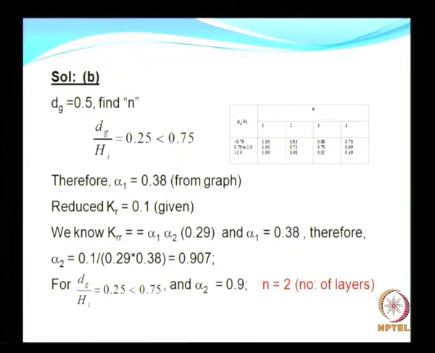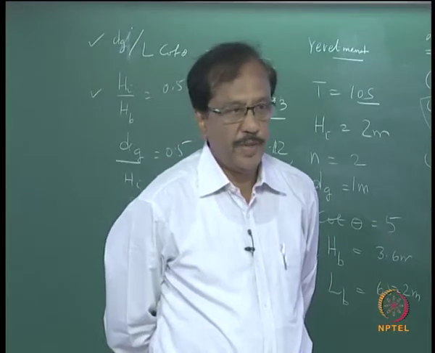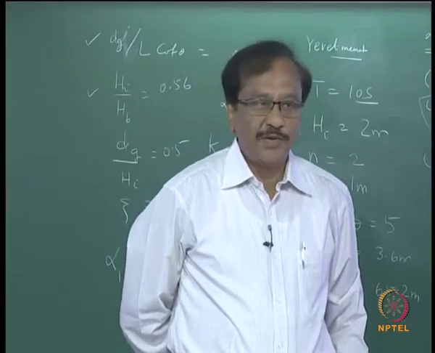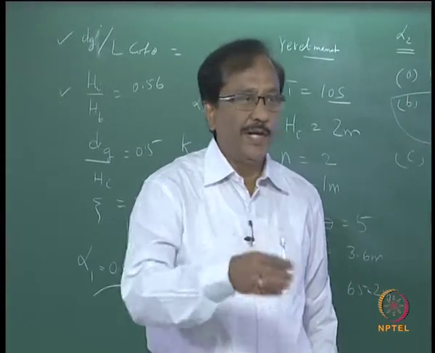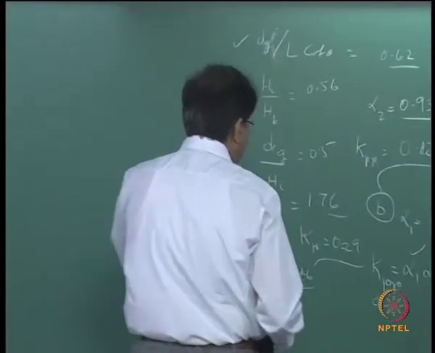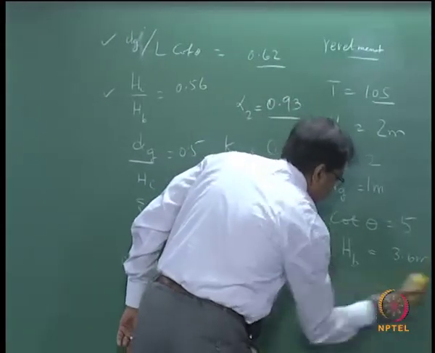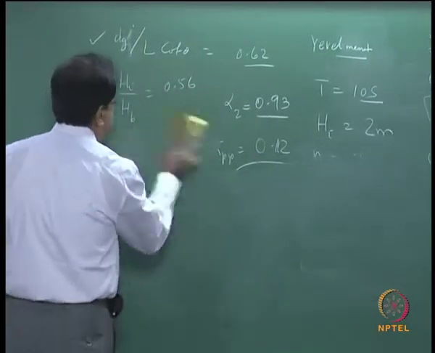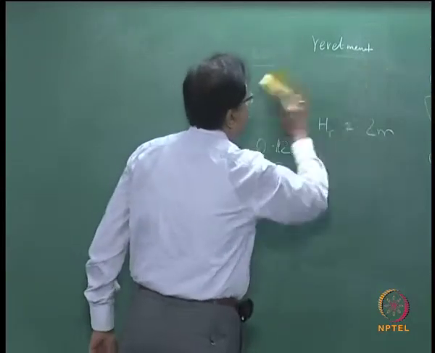So then once you have the dg by hi which is less than the first column, and this value is coming to around close to 0.9, and hence what is this? This means that the number of layers to be adopted is 2. Naturally you cannot have 2.5 or 2.25 and all, it has to be 1 layer, 2 layers, etc. So this is the second problem. So you see that subdivision B is answered.